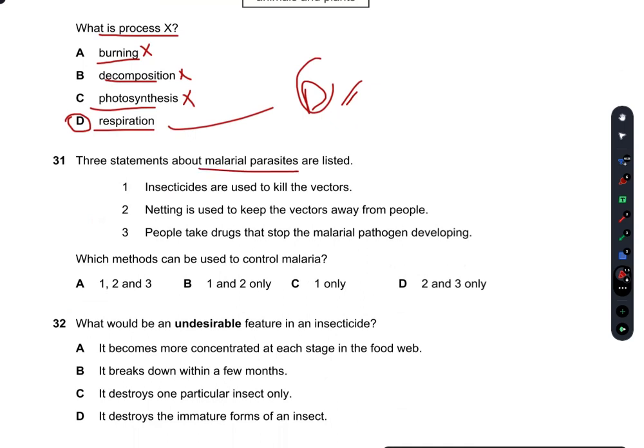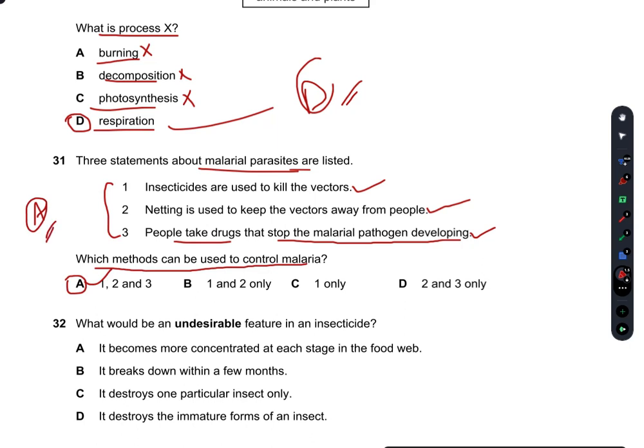Three statements about malarial parasites are listed. Insecticides are used to kill the vectors. Yes, they are. Netting is used to keep the vectors away from people. Yes, it is. People take drugs that stop the malarial pathogen developing. Yes, these drugs alter the development of the malarial pathogen. So these methods are used to control malaria. All three are correct, which means A is the right option.